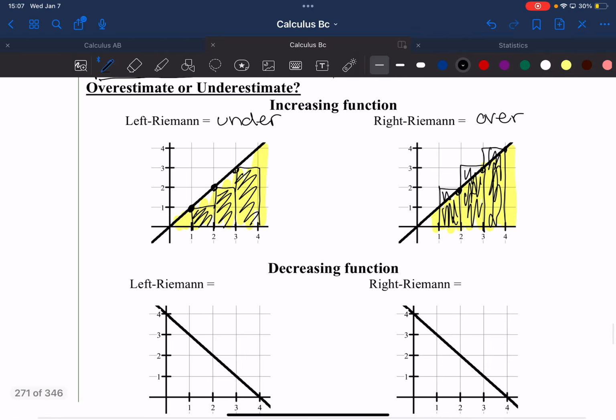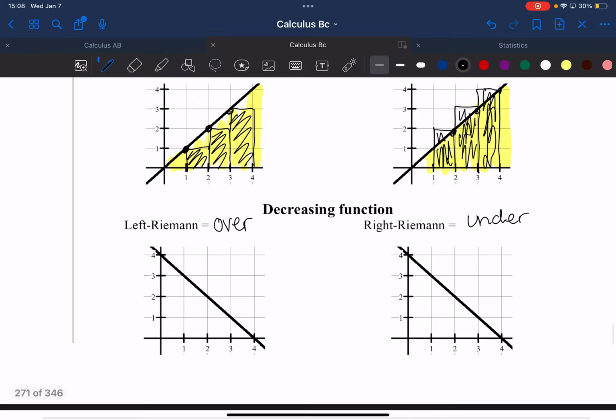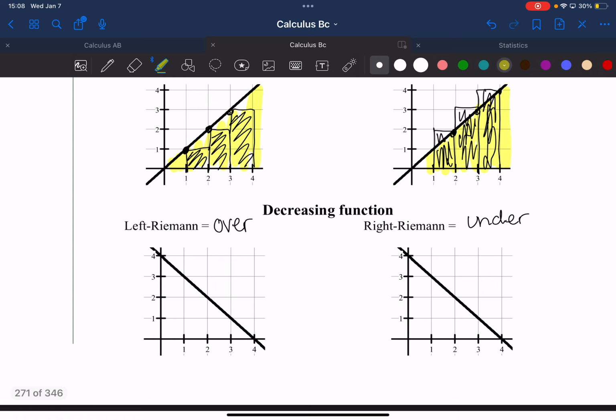Okay. For decreasing functions, it's going to be the opposite. So left Riemann is going to be an overestimate, and right Riemann is going to be an underestimate. Okay, and again, if we were to show this, again, we don't know the interval, so I'm just going to highlight this entire part, create my rectangles with a width of 1. So left, I need to make sure that the left side touches.